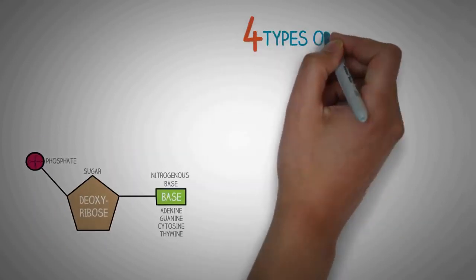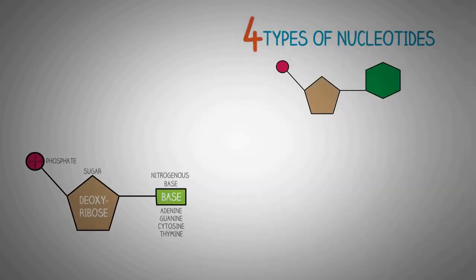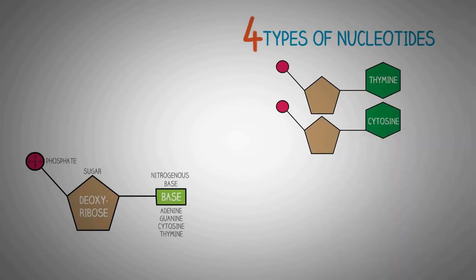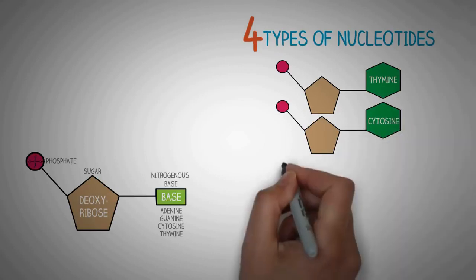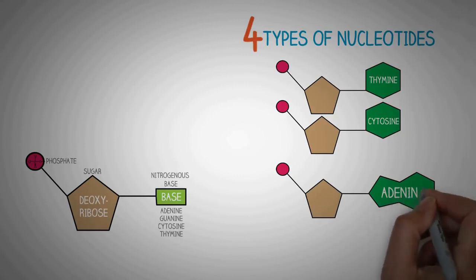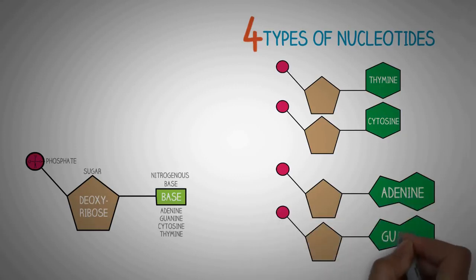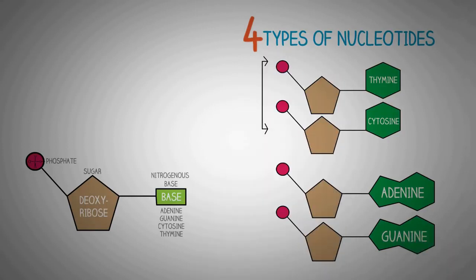Now, since we can have 4 different types of nitrogenous bases, we can have 4 different types of nucleotides that are present inside the structure of a DNA. Now, as you can see, these 4 nucleotides are arranged in 2 groups. The first group is known as pyrimidines, and these contain the nitrogenous bases thymine and cytosine, which are both single ringed bases. And the second group contains the nucleotides which are known as purines, which have adenine and guanine as the nitrogenous base, which are double ringed structures.